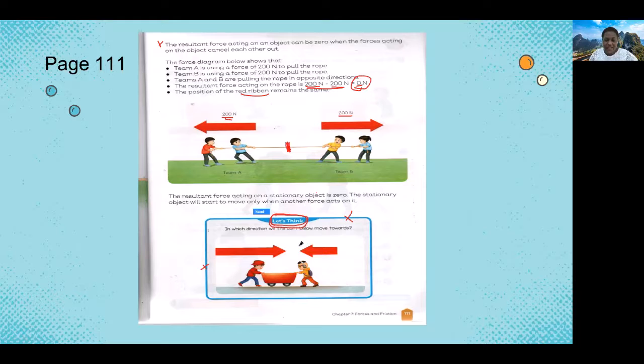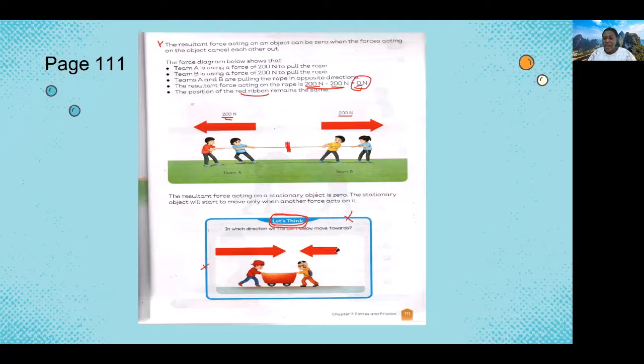Let's think. Where do you think this cat will move to? This one is pushing it towards this direction, and this one is pushing it towards that direction. Where is the cat supposed to move to? Someone was writing for me subtraction or addition. We are not subtracting, we are not adding.